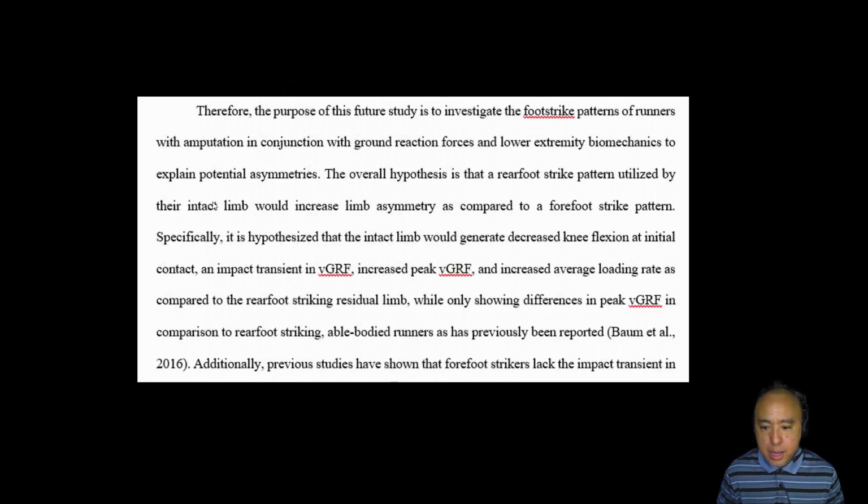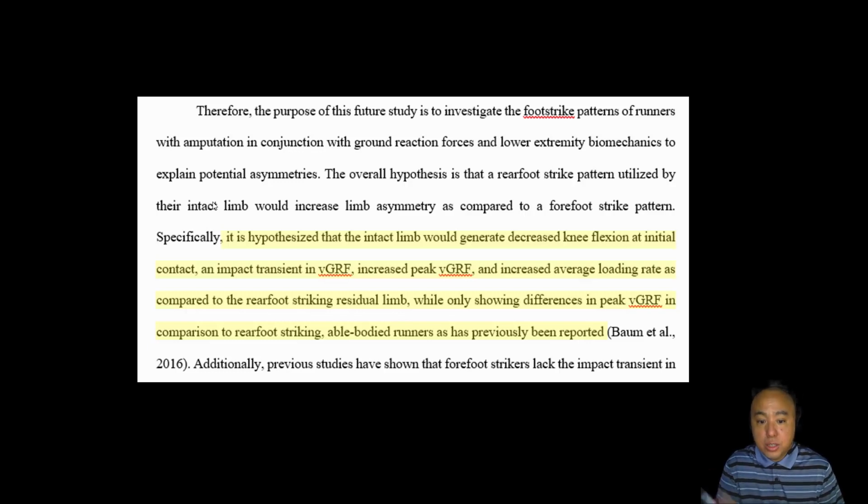Okay, so coming back to our example research proposal here, let's take a look at her hypotheses. It is hypothesized that the intact limb would generate decreased knee flexion at initial contact, impact transient of vertical ground reaction force, increased peak vertical ground reaction force, and increased average loading rate. So based on this statement of a hypothesis, is this a null hypothesis, directional, non-directional? Good. So you can see here she mentioned decreased knee flexion, impact transient vertical ground reaction force, increased vertical ground reaction force, increased average loading rate. So obviously her hypothesis is directional.